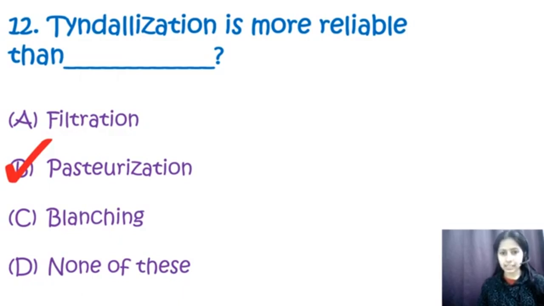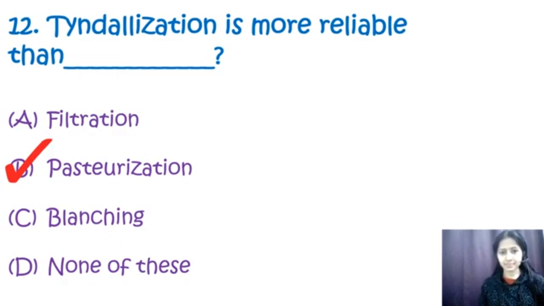In the sterilization process, we have seen that it kills or eliminates all forms of microbial life, including the spores, whereas in pasteurization the spores are not eliminated. Whereas in the blanching process, the food is immersed in hot water or steam, followed by cold water or rapid cooling in ice water. It is actually done to inactivate the enzymes. So here the correct option will be option number B, that is pasteurization.